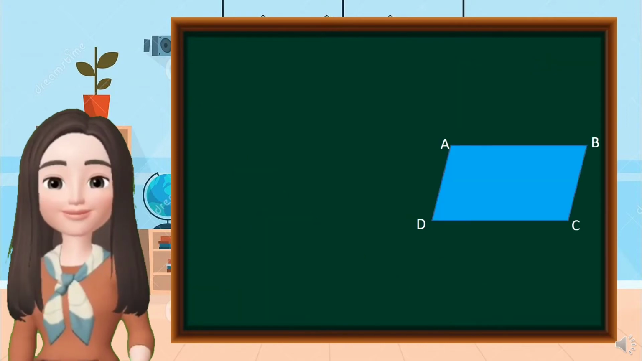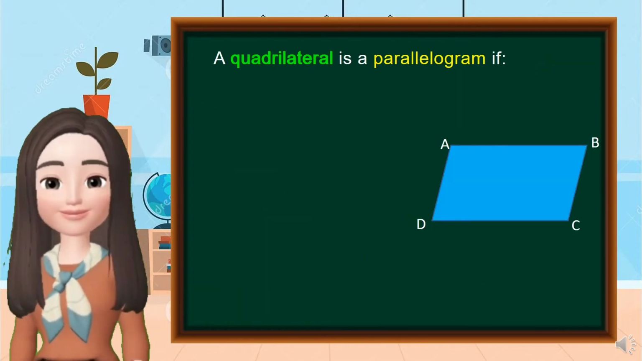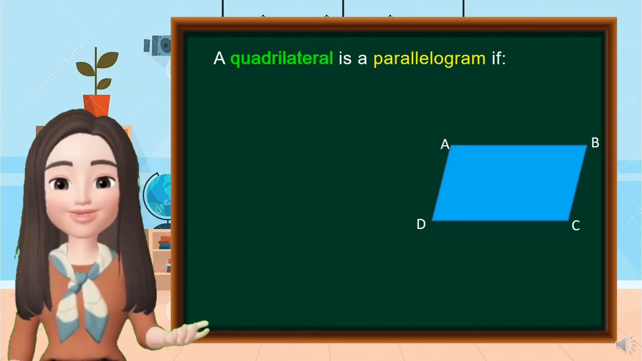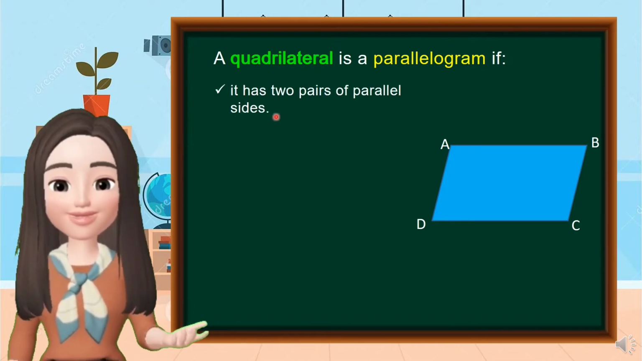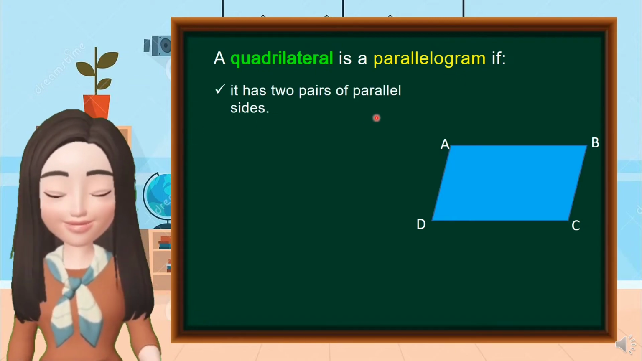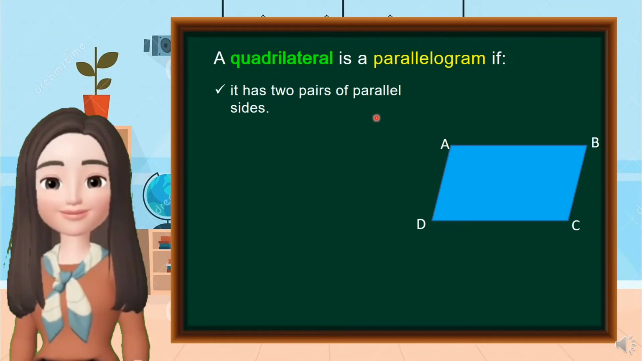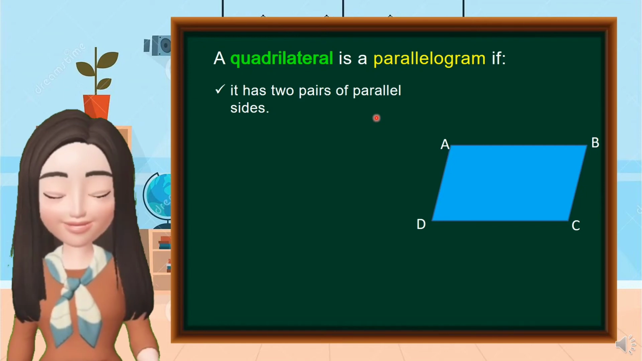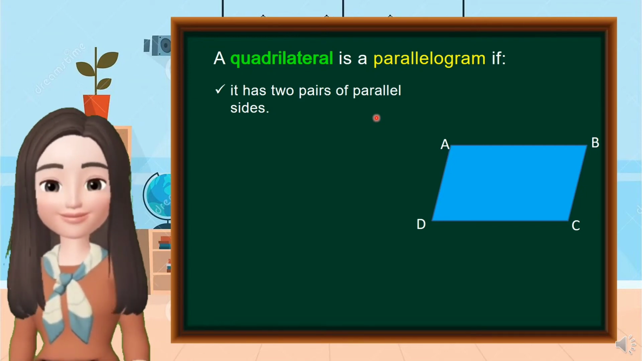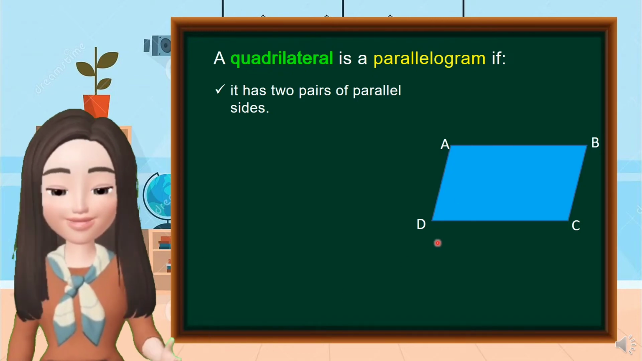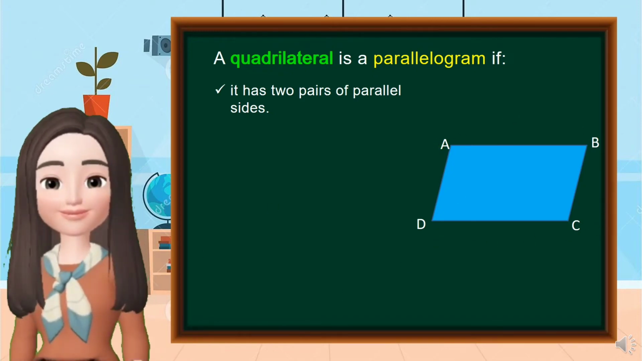All right, so let us sum up everything. So a quadrilateral is a parallelogram if first, if it has two pairs of parallel sides. Okay? So, ito din yung mga pinapresent natin, these are also the properties of a parallelogram. Okay? Kapag nakita nyo ang mga properties na to in a figure, therefore, that figure can be considered as a parallelogram. First among them is, it has two pairs of parallel sides. So, dapat dalawang pares po ang kanilang parallel sides.